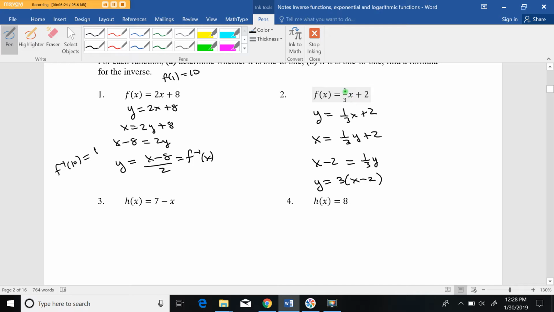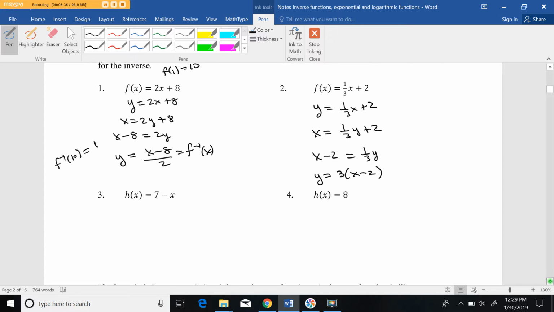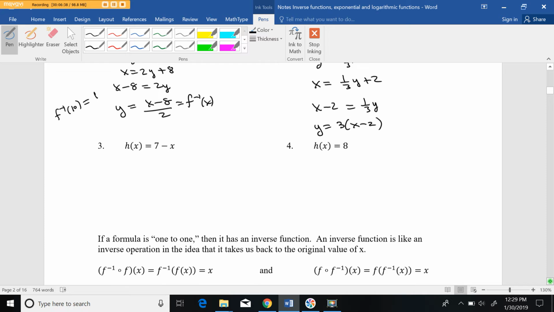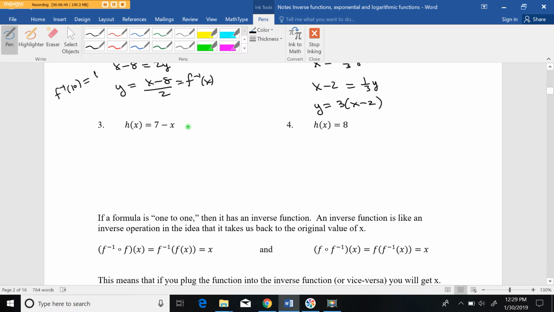You can do that with any point you want. If I put 2 here, you'll get 2/3 plus 2. You get a number. Take that number, run it through the inverse, you'll be back to 2 again. So this is how you find the equation for an inverse. You just switch the x and y values and solve for y.